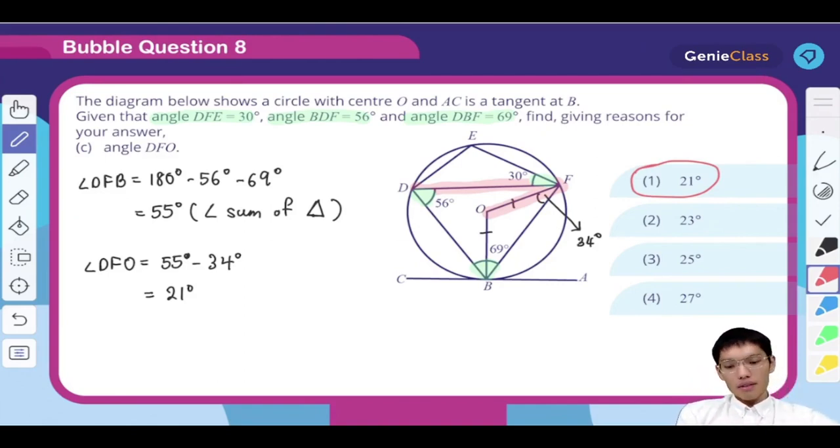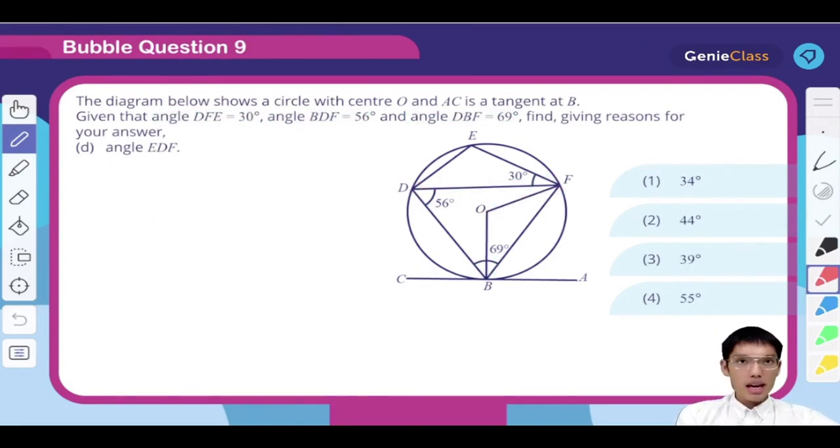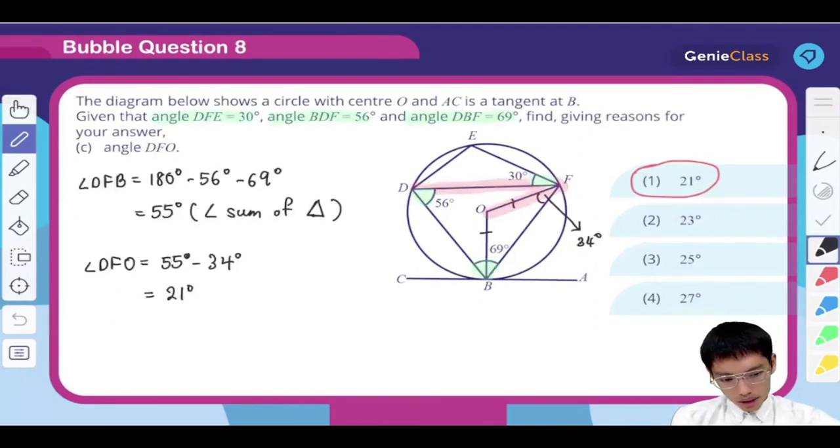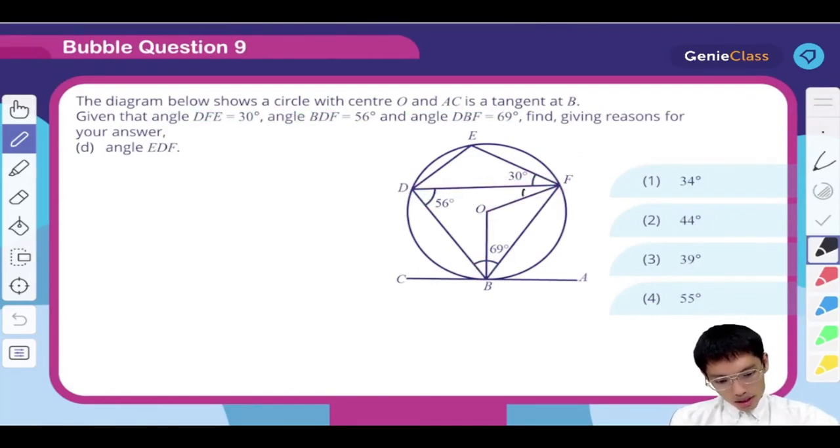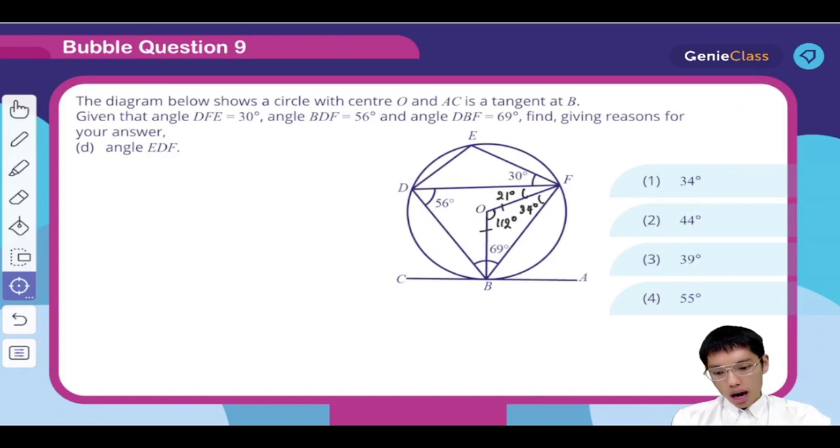Okay, now, final question for today. Finding angle EDF. So, I will write down the angles that you need to know. In this case, my first one is my first angle. Yes, you will need this angle. This is 21. This is 34. You have these two angles over here. And you will need this angle as well. Solved in the previous part, 112. I want to now solve for angle EDF. Take note, what is angle EDF over here? I need this angle. How do I do it?